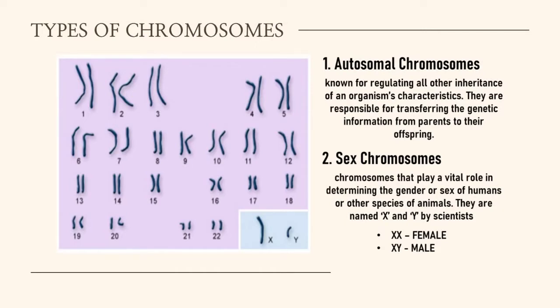Okay? So, just like what I've said a moment ago, we have here the autosomal chromosomes and then the sex chromosomes. Okay? So, when we say autosomal chromosome, this is known for regulating all other inheritance of an organism's characteristics. Okay, they are responsible for transferring the genetic information from parents to their offspring.